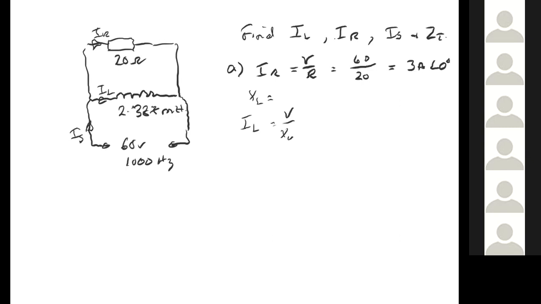Let's have a little look. Anyone remember? We'll have a recap. XL equals 2 pi F L. Oh, well done. Just 2 pi times 1,000 times 2.387 times 10 to the minus 3. Push some buttons.